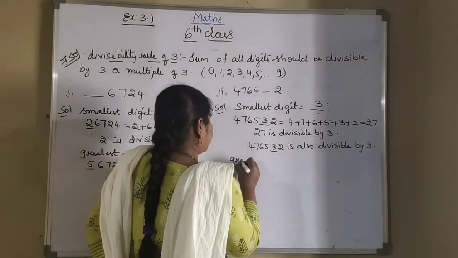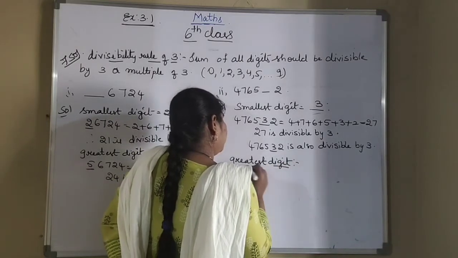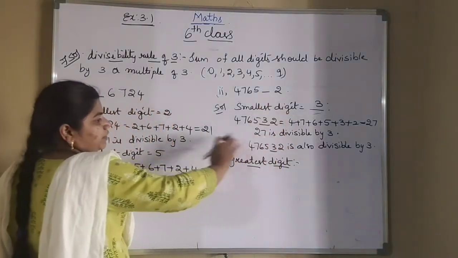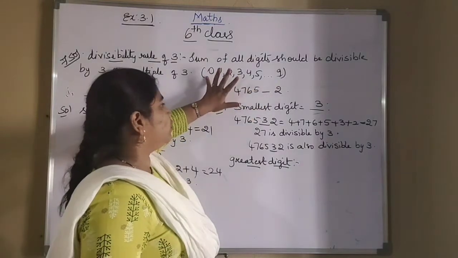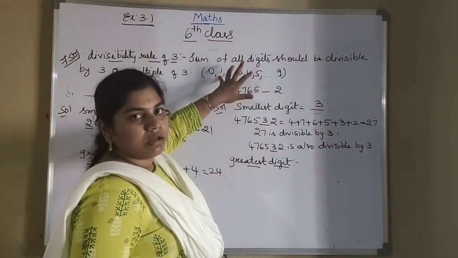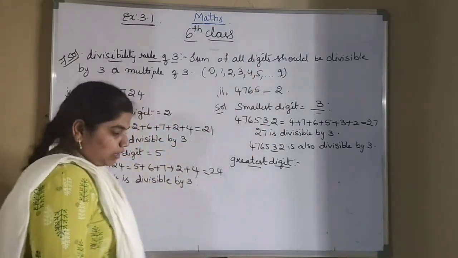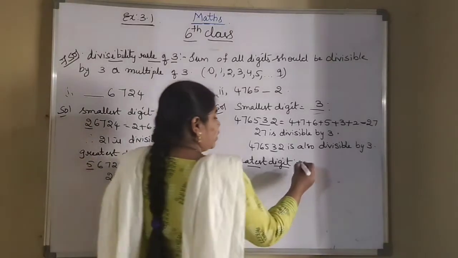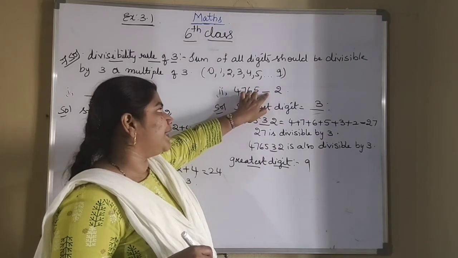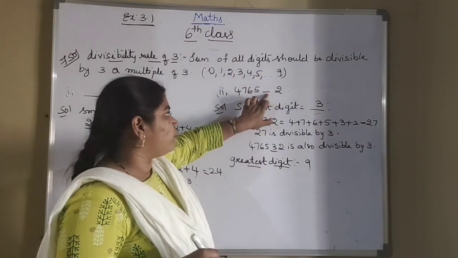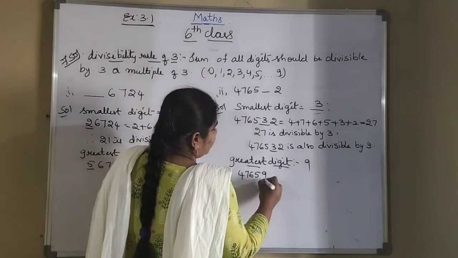So what is the greatest digit? I am writing the smallest digit and greatest digit directly, but you have to check by taking 0 first. After that, take it as 1. If it is not satisfied, take it as 2. In that way, you have to check. But I am writing it directly. So what is the greatest digit here? 9. Which greatest number will you substitute here to get it divisible by 3? I have to substitute 9. So it will be 4, 7, 6, 5, 9, 2.